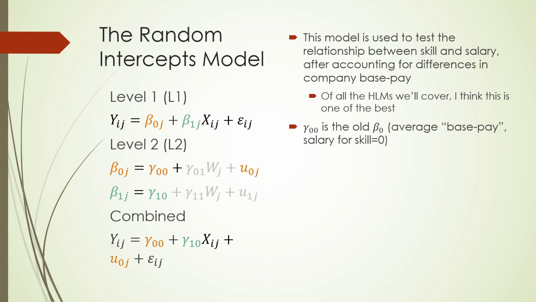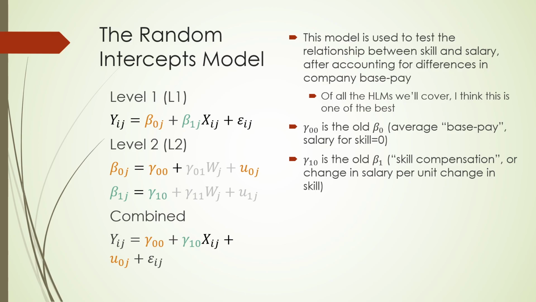All right, regarding the interpretation, I want to go back to the combined model and erase the U sub 0j. This is exactly the same as our old traditional simple regression. If that U sub 0j weren't there, then gamma 0 would be the same thing as beta 0. That is the base pay when skill is 0. And that's exactly what gamma 0 means within this context.